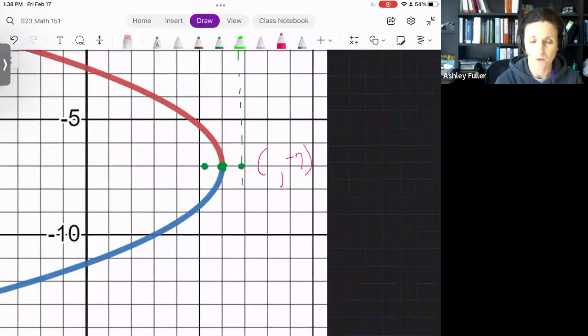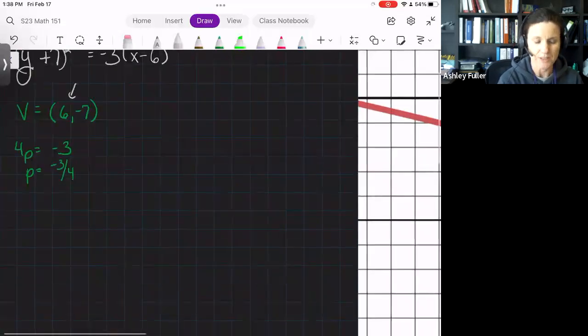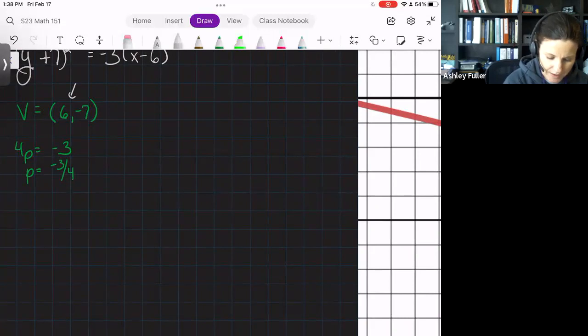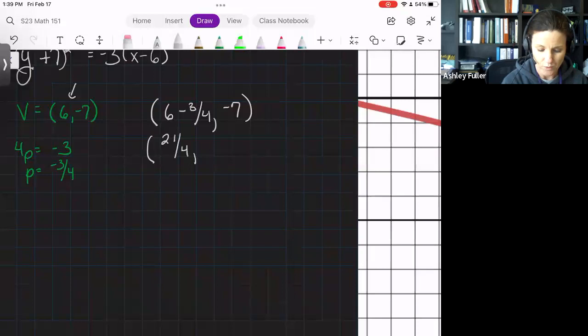And if you remember, our directrix will just be a line. But here, our y value is also going to be -7. In order to figure out the actual points for the focus, we need to take the x value, and we're either going to add or subtract 3/4. So in this case, for our focus, we're going to move to the left, which means we're going to subtract 3/4, and 6 minus 3/4 will give us our x value, and our y value will remain the -7. When we subtract this gives us 5.25, or we can write this as a fraction of 21/4, -7 for the focus.